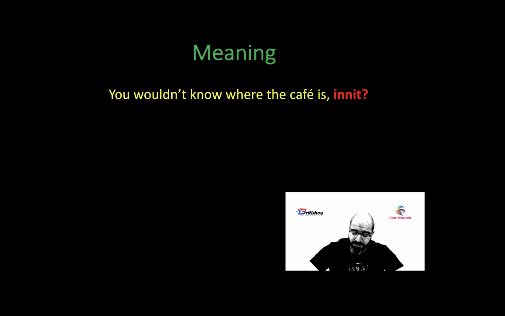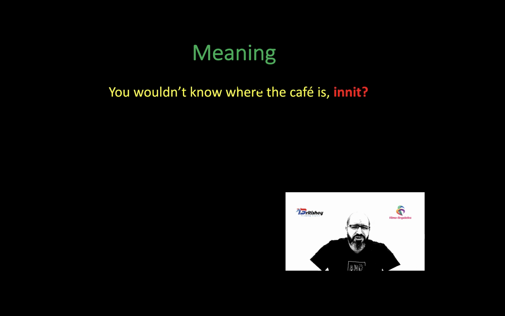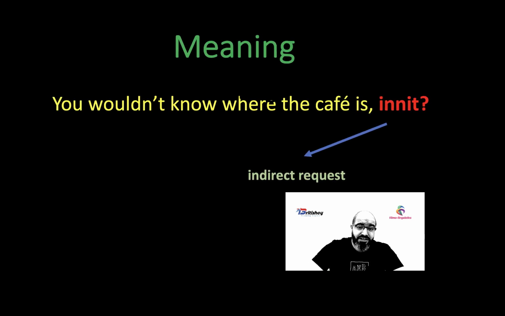So let's have a look at this example. You wouldn't know where the cafe is, innit? Again, this is a request, but it is what we call an indirect request. So again, this is an indirect request, which is a third function of innit. So we talked about seeking agreement, and we talked about asking a real question when you're unsure, and now we're talking about indirect requests.